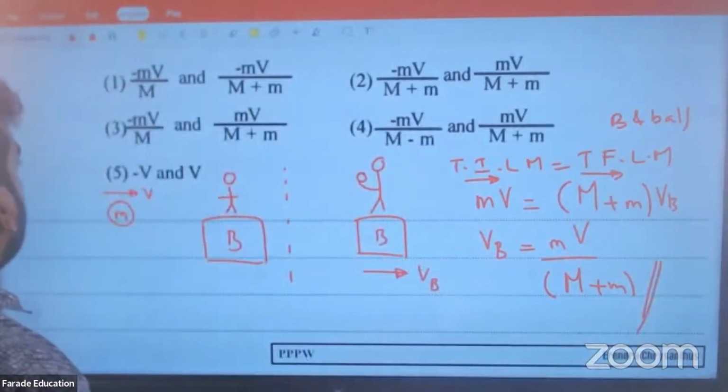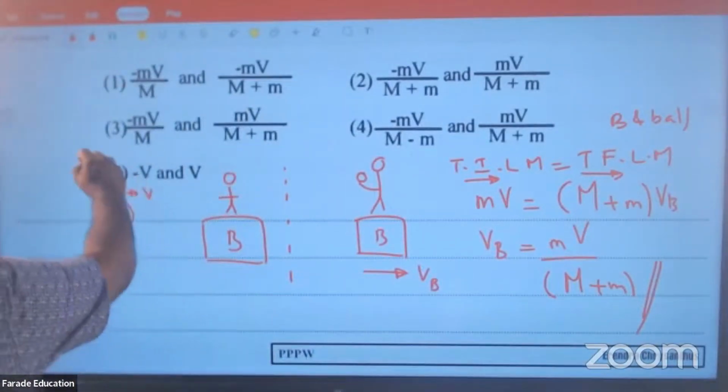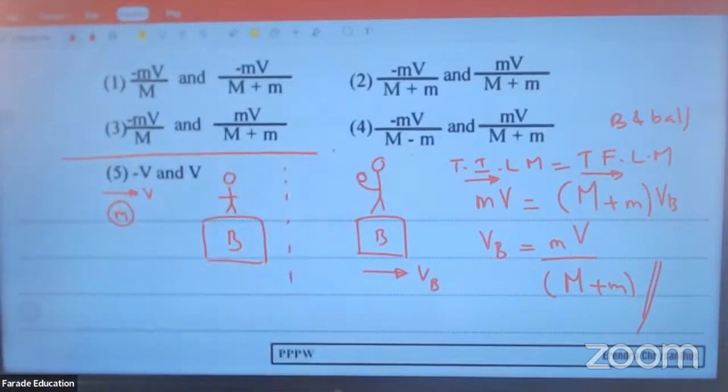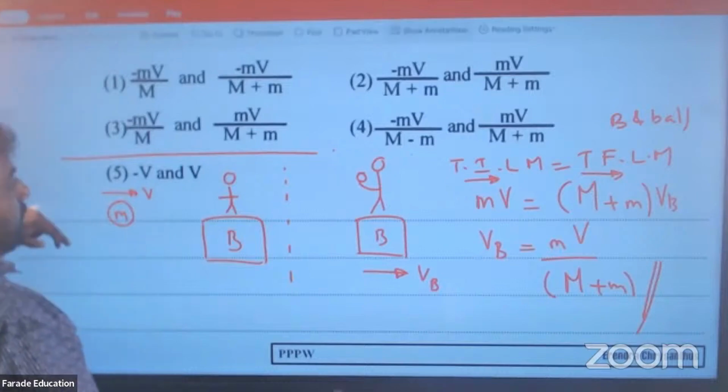So if you look at the relationship, I think answer number 3 is correct. Velocity of A and velocity of B were found separately. Okay?